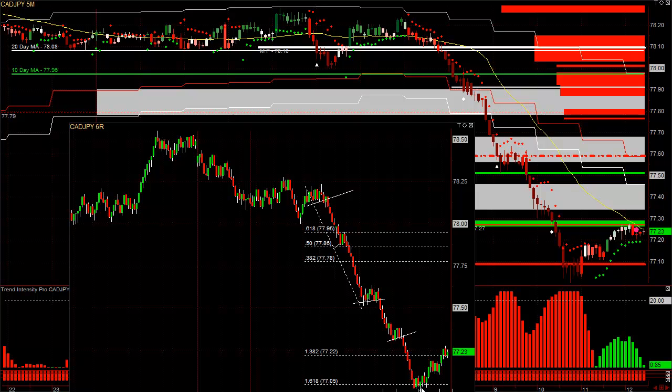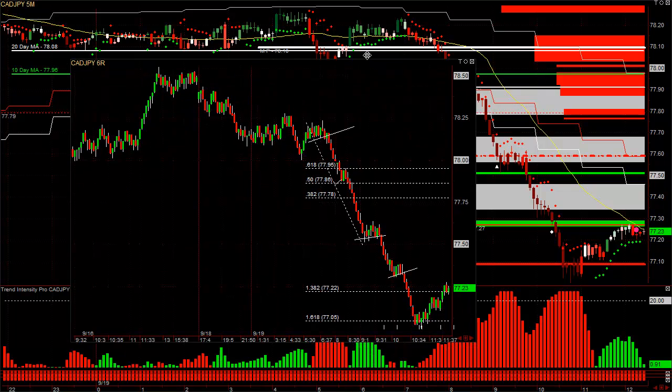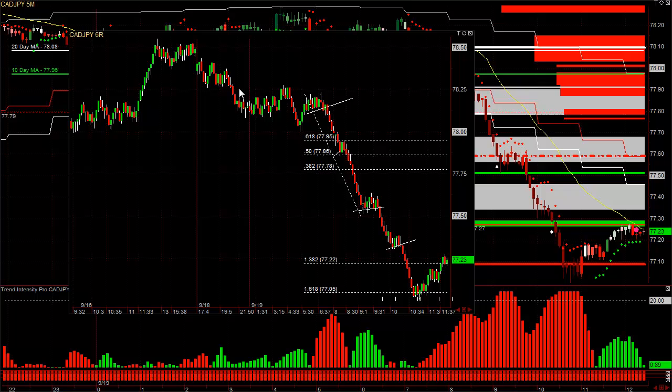Now I wouldn't advise new traders to go and do counter trend trades, but if you are, after it goes down, down, down, down, the 1.618 fib area is usually a pretty decent place to do a counter trend trade, and usually you can pick up 20 pips.